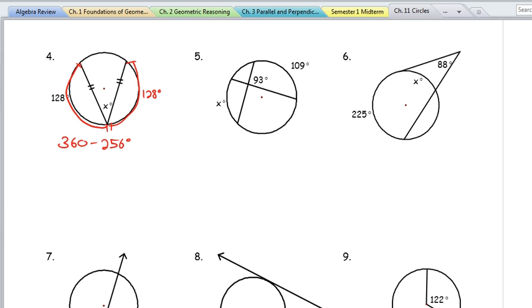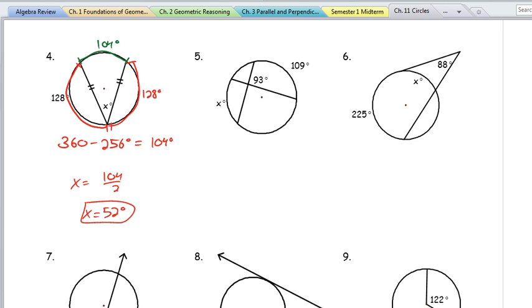Okay, kind of working backwards now here. We have 128 plus 128 is 256. So left over right now we have 104 degrees. Okay? So that means from here to here is 104 degrees. That would give us a total of 360. Now if that's 104, x is going to be equal to 1/2 of that, or 104 divided by 2, which is 52 degrees. Okay, because that inscribed angle is half.